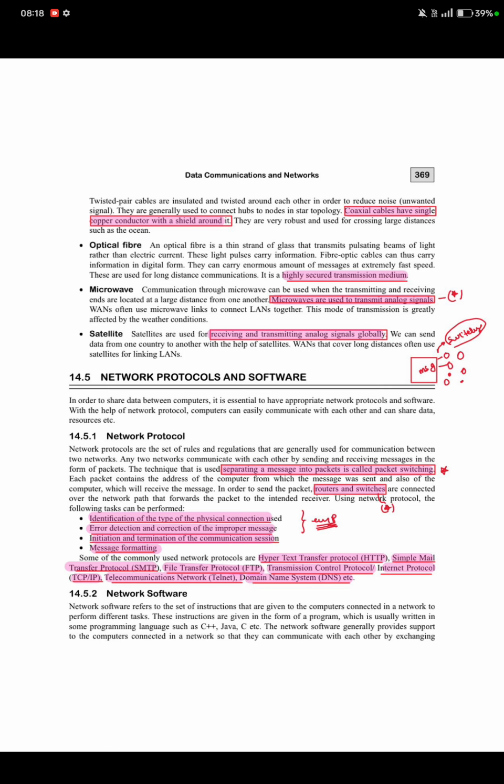Optical fiber is a highly secured transmission medium, used for long distance communication. Microwave: microwaves are used to transmit analog signals. Satellite is used for receiving and transmitting analog signals globally.